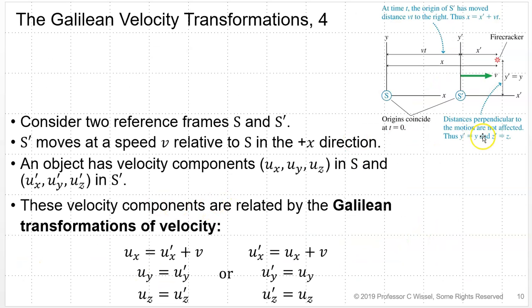Now we're going to consider these two reference frames again. Again, S prime moves at speed v relative to S in the positive x direction. An object has velocity components ux, uy, uz in S, and ux prime, uy prime, uz prime in S prime. These velocity components are related by the Galilean transformations of velocity. Ux equals ux prime plus v, uy equals uy prime, uz equals uz prime. Or, just turning this around, ux prime equals ux plus v, uy prime equals uy, uz prime equals uz. Now notice the only thing that is different here is the xx prime direction because v is entirely in the xx prime direction.